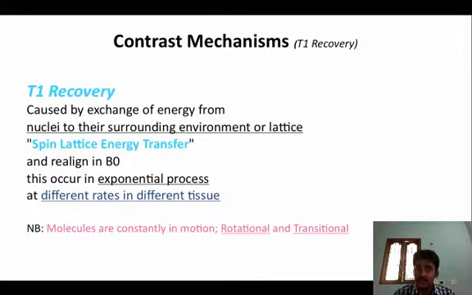This is an exponential process, and heat and energy are evolved during this T1 recovery. By using this T1 recovery we can sense different types of tissues, because this exponential process has different rates for different tissues.